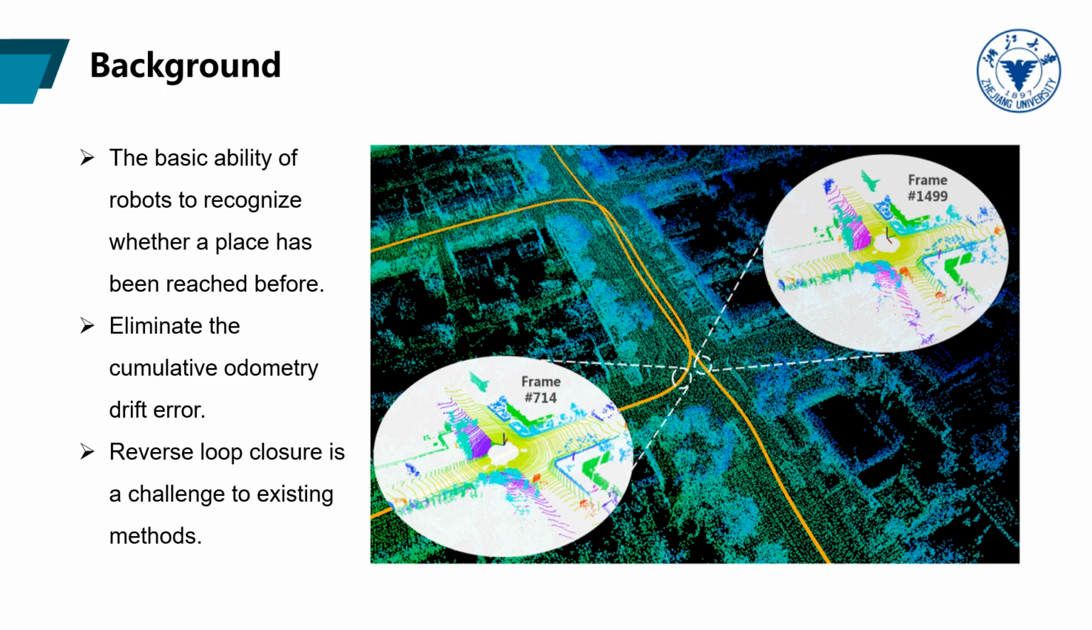This is an illustration of place recognition. It is a reverse loop closure in sequence 8 of the KITTI dataset. Note that the heading directions of the two frames are almost exactly opposite, which brings a challenge to existing methods.